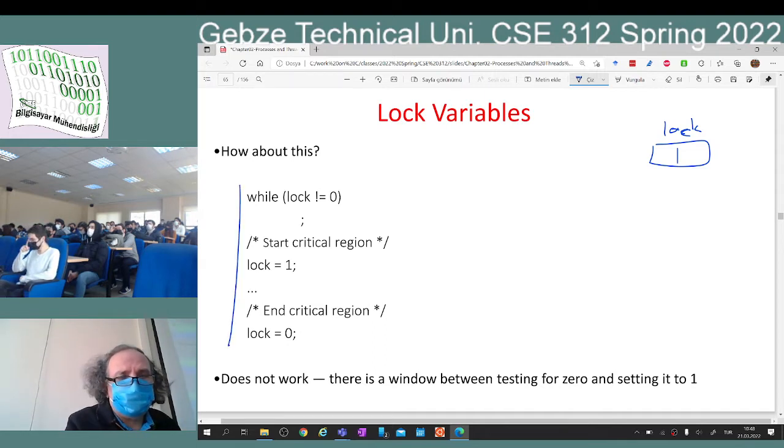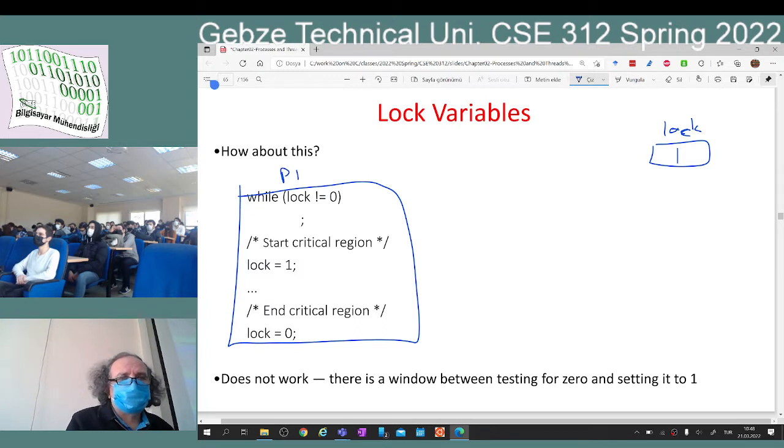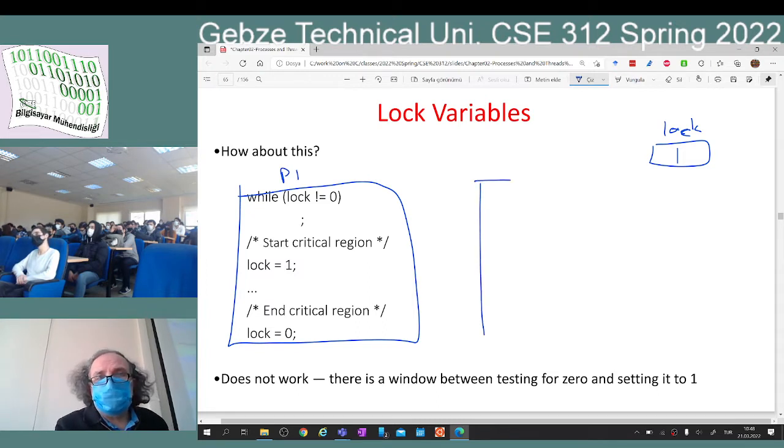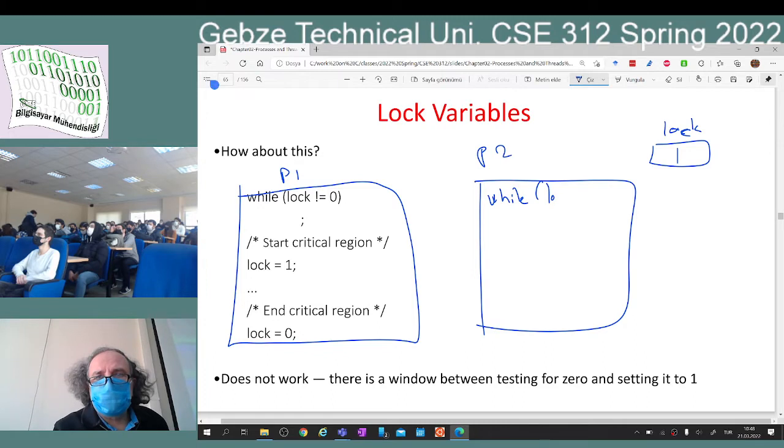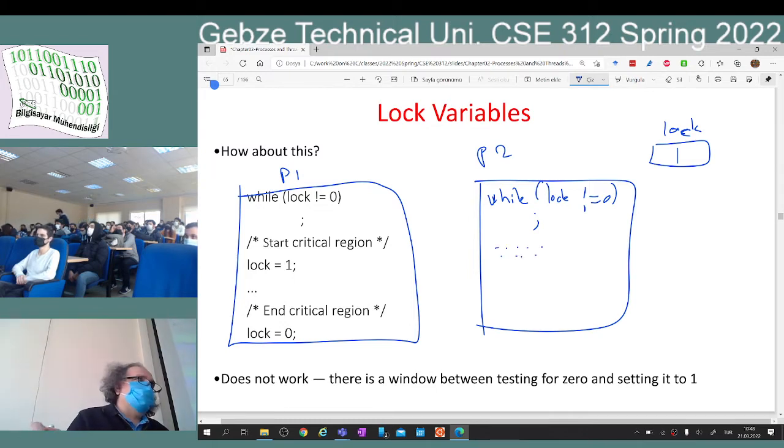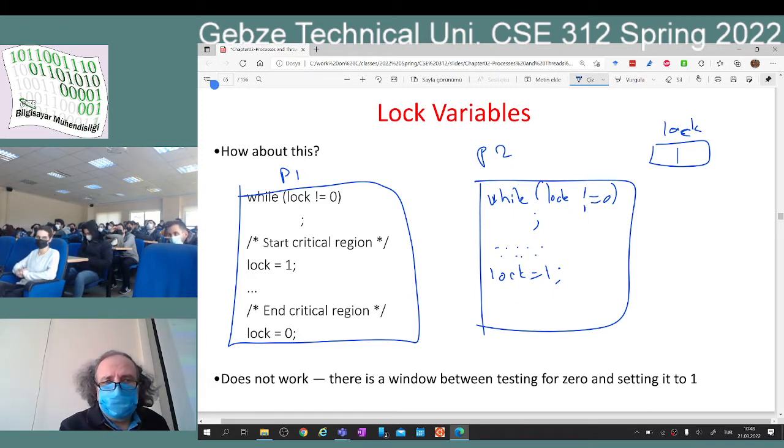Let's say this is our thread or process number 1. Process number 2 is doing exactly the same thing. Process number 2: while lock is not equal to 0, then I do some stuff like put this file name into the array, etc. Then make lock 1, and then I say I am out of the critical region. Okay, no, I am doing something wrong. Sorry, don't do that yet.